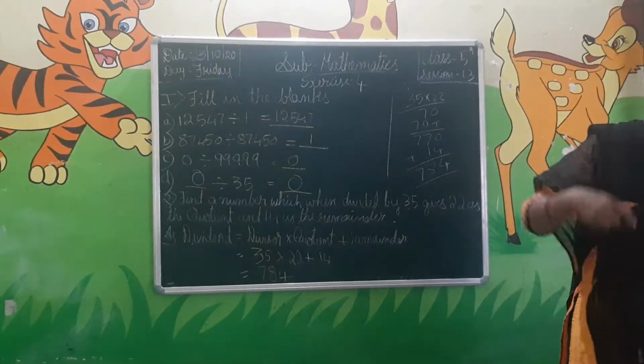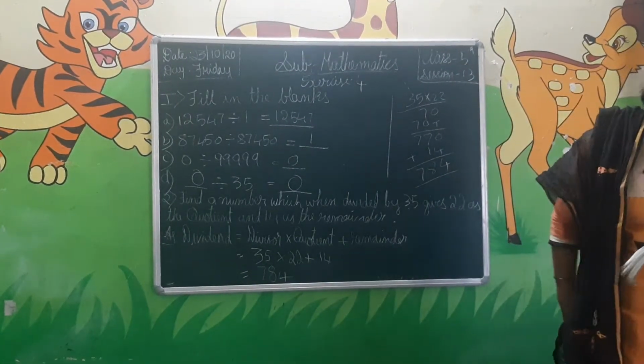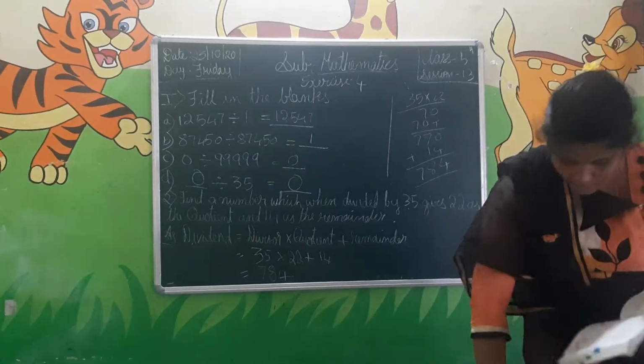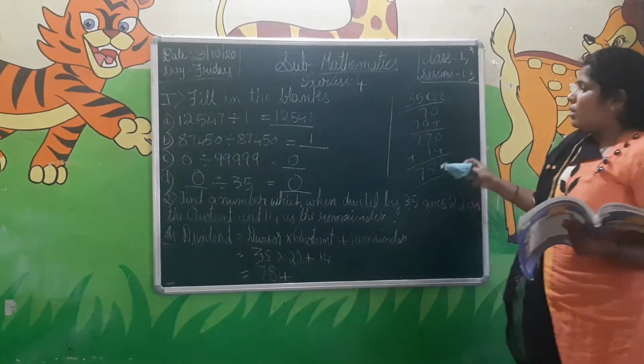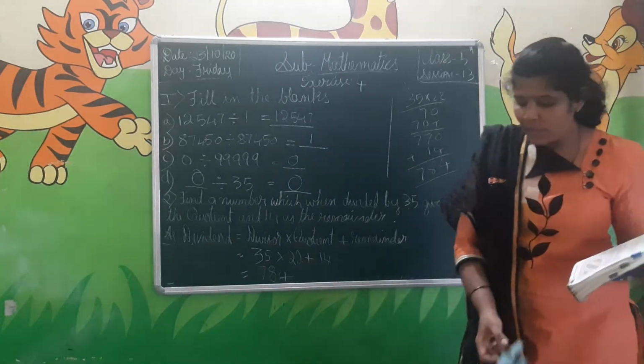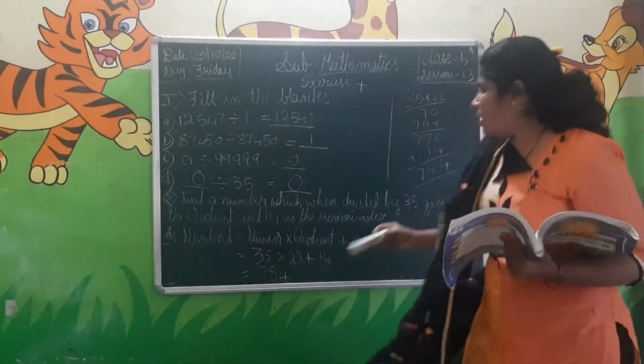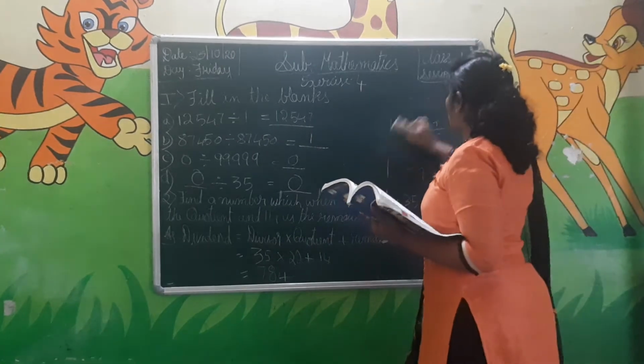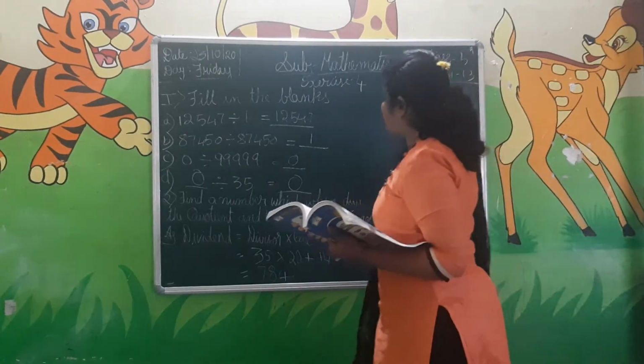Next, the third one. 3699 when divided by a certain number. In the previous question they didn't give the dividend, but in this question they have given the dividend and they didn't give the divisor. So in this question we have to find the divisor.